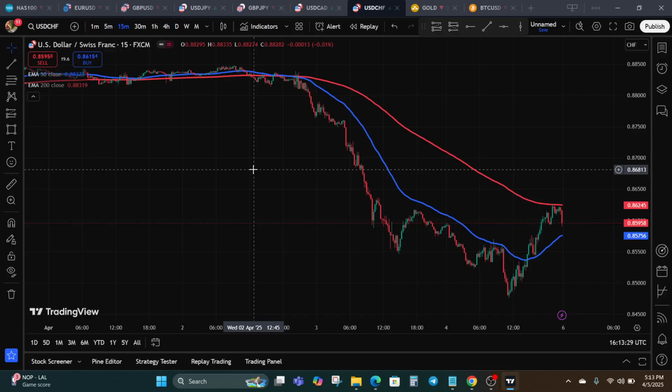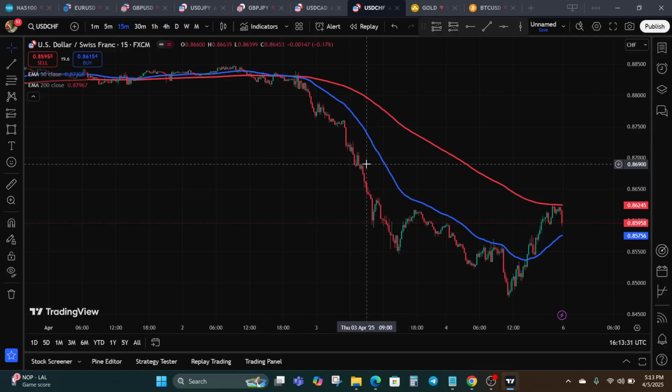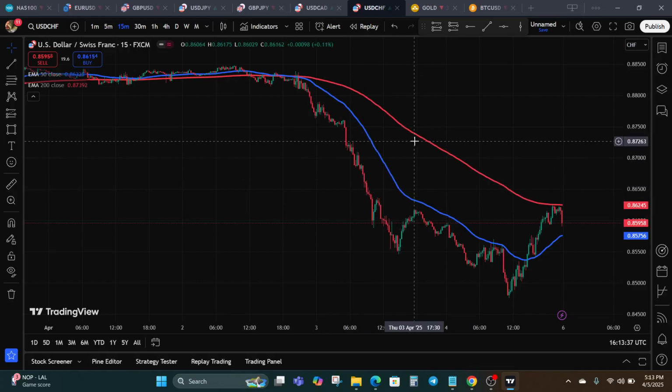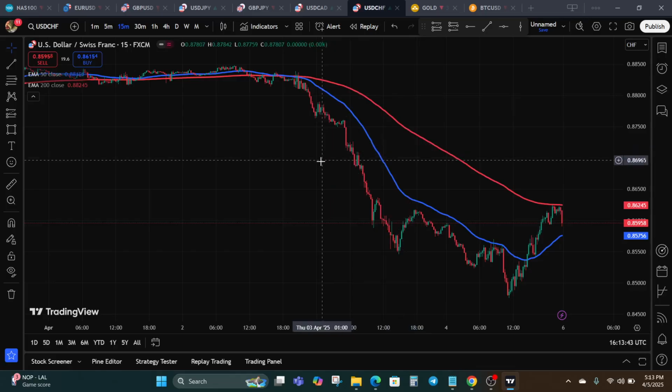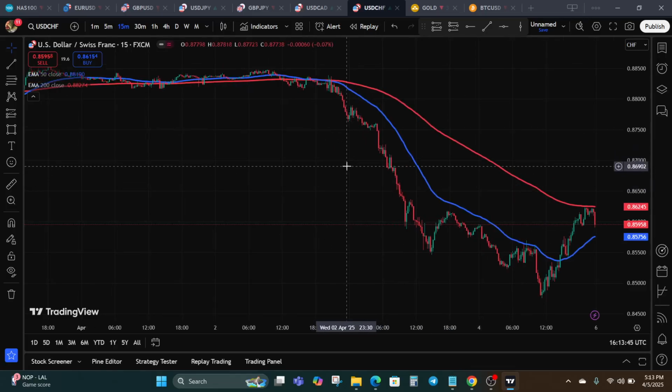treats all prices equally. So for the best 15-minute moving average strategy, we'll be using both the 50 EMA and the 200 period EMA. These two moving averages are ideal for identifying medium-term trends and potential reversals in the market.